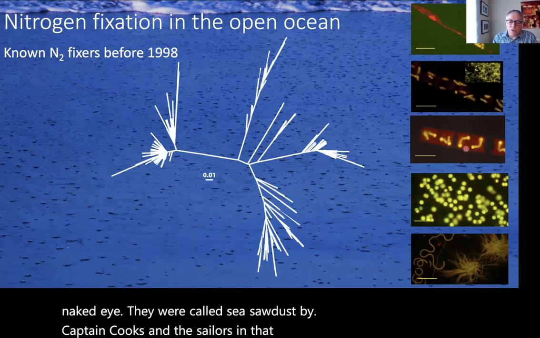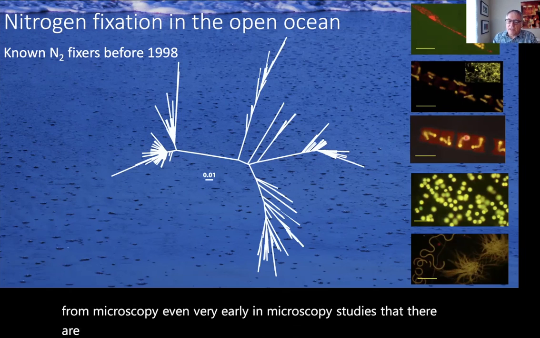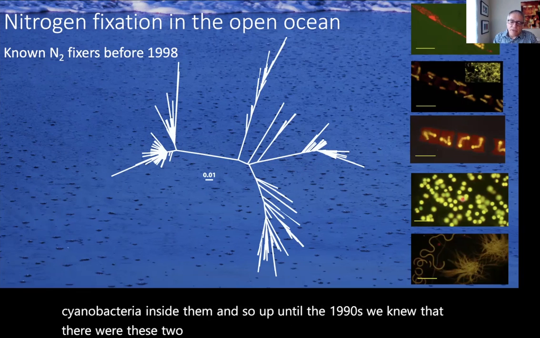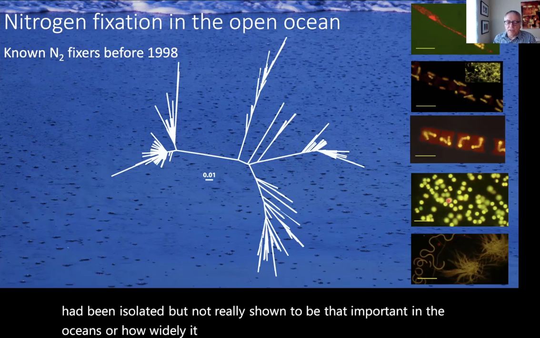And we also have known from microscopy, even very early microscopy studies, that there are these diatoms that have the heterocyst forming types of cyanobacteria inside them. And so up until the 1990s, we knew that there were these two major groups, and a unicellular cyanobacterium had been isolated, but not really shown to be that important in the oceans, and it wasn't really known how widely distributed it was. So this is Crocosphaera.